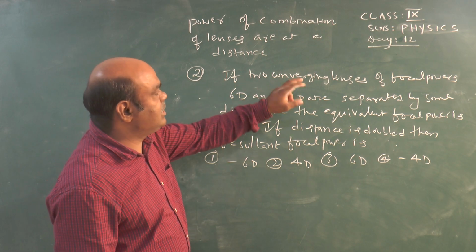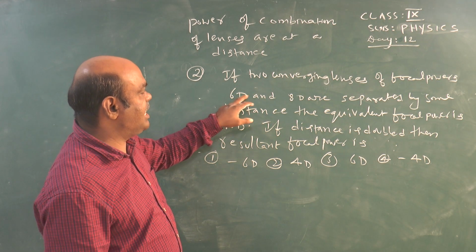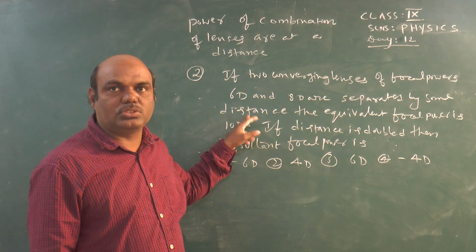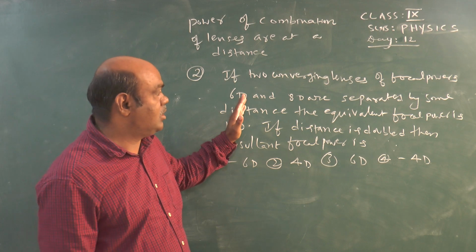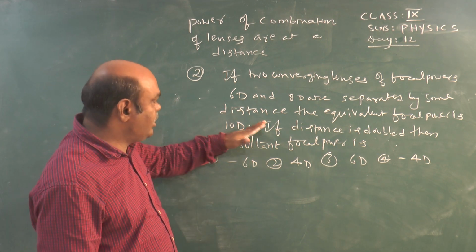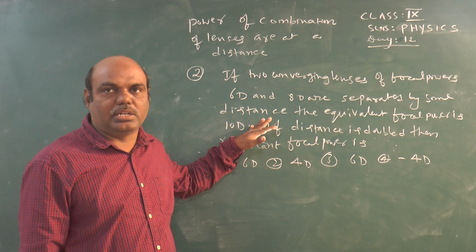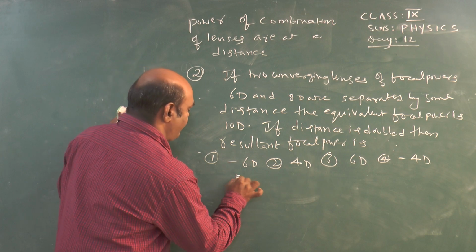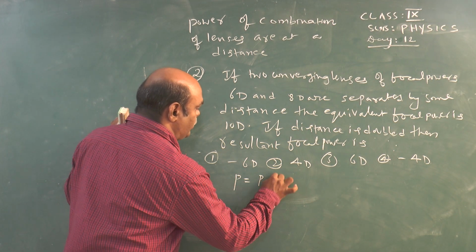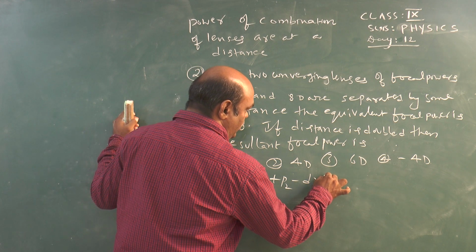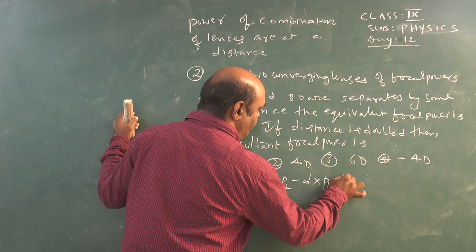if two converging lenses of focal power 6 diopters and 8 diopters are separated by some distance. Here the distance is not given. The equivalent focal power is 10 diopters. So first we have to find the distance between the two lenses. The formula is P equal to P1 plus P2 minus d into P1 into P2.